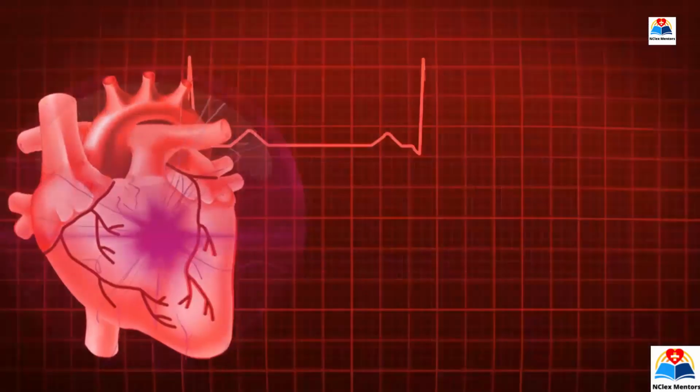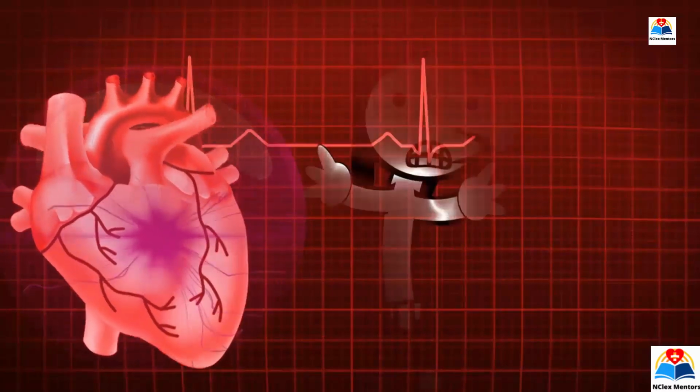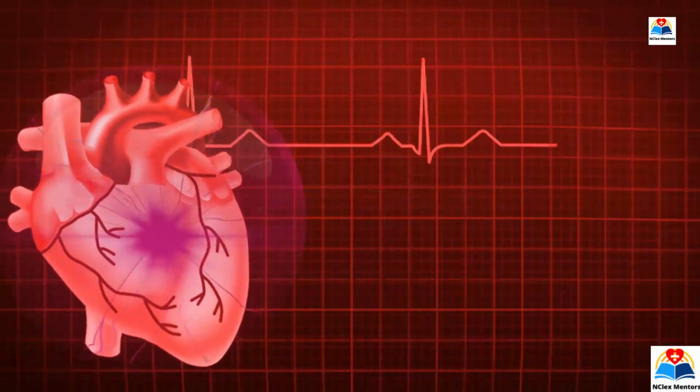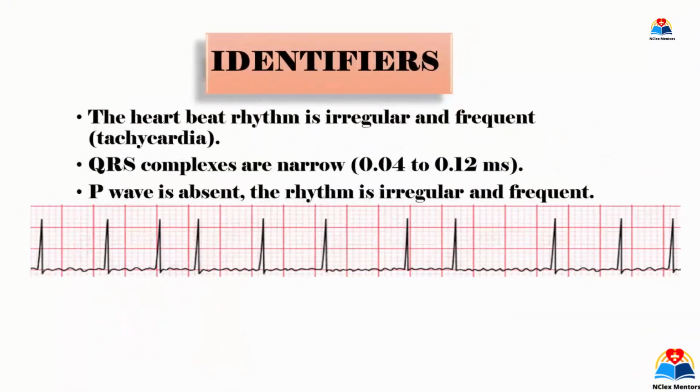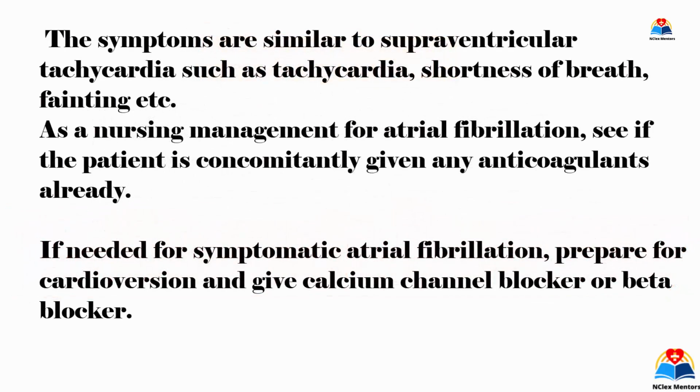Initially, this may not be a problem, but if atrial fibrillation continues over time, as the blood swirls around the atria, there is a possibility of developing a blood clot, which may result in dangerous conditions like heart attacks and embolisms. The heartbeat rhythm is irregular and frequent. QRS complexes are narrow. Please see this EKG strip given here. As we see, the P wave is absent, the rhythm is irregular and frequent, and this is an example of atrial fibrillation. The symptoms are similar to supraventricular tachycardia, such as tachycardia, shortness of breath, fainting, etc.